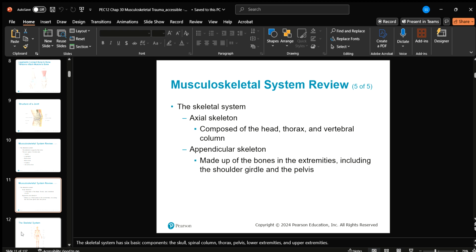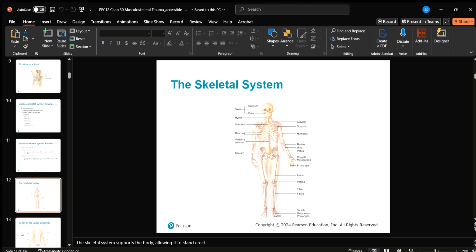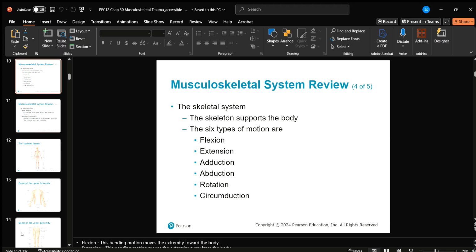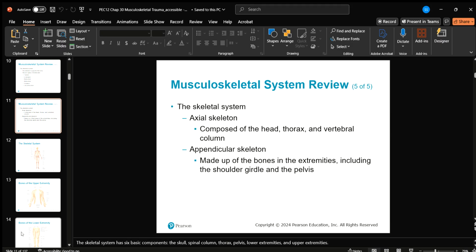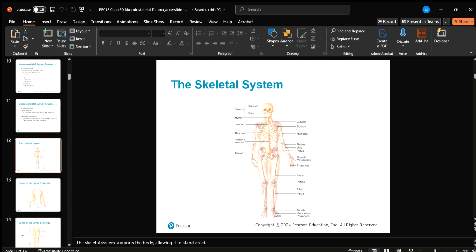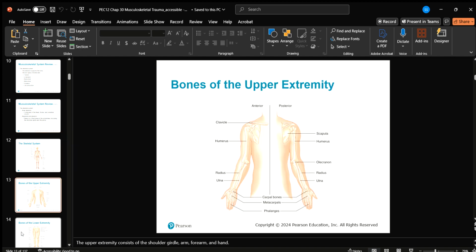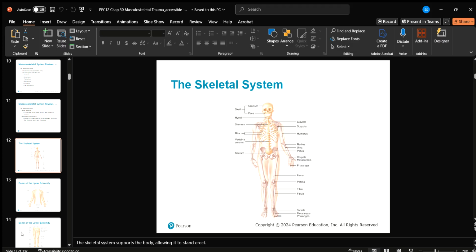The skeletal system is broken down into 2 different portions, your axial and appendicular. The axial skeletal system is your head, your chest, and your vertebral column. Everything else is going to be your appendicular skeletal system. That includes your extremities, including your upper extremities, the shoulder girdle, pelvis, and down. This just breaks down the skeletal system as it is.